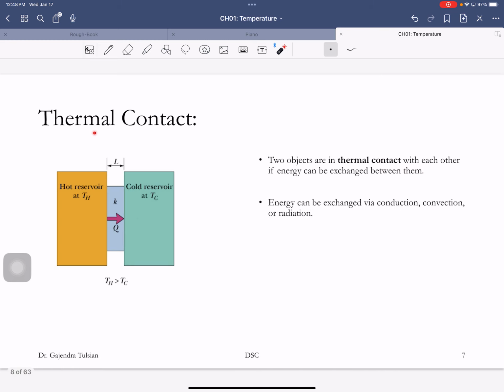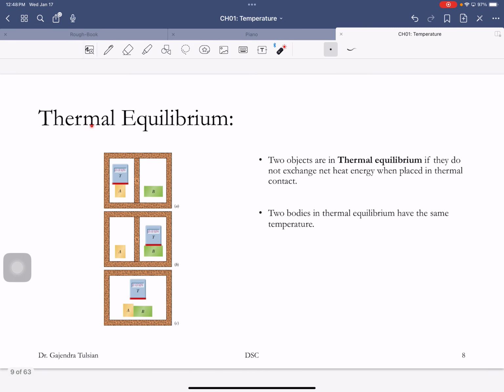So thermal contact and thermal equilibrium. This is a different phrase. What does thermal equilibrium mean? No net energy is exchanged. You are in thermal contact, but you're neither gaining nor losing energy. However much you're giving, that's how much you're receiving. So all inanimate objects in this room are in thermal equilibrium.